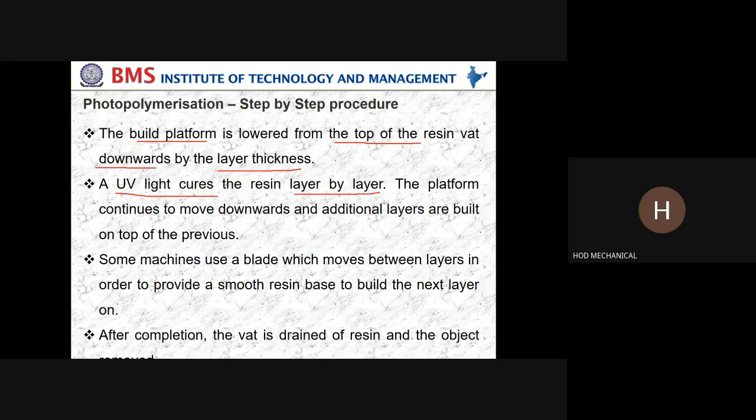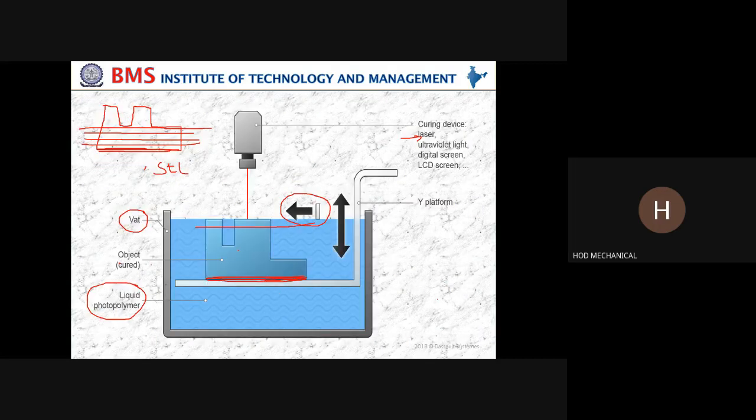Now you have built everything. Remember, once you have built everything, all this polymer is also going to be there, because you have not solidified the whole of the polymer. Please understand, you have solidified the polymer only as per your diagram. Therefore, the polymer is still going to be there. That polymer is going to be drained off and removed. Then you are going to separate this part from the platform, using some chiseling technique to separate this particular work part.